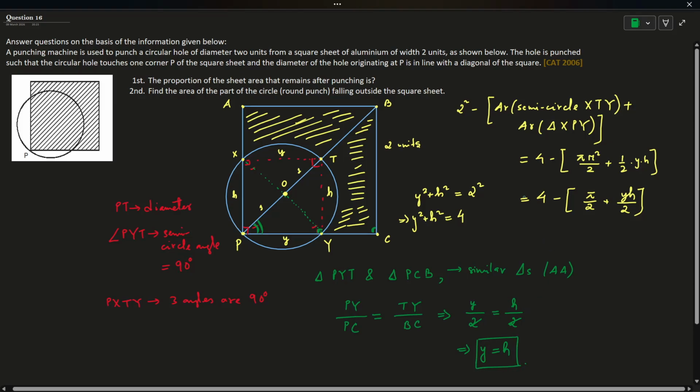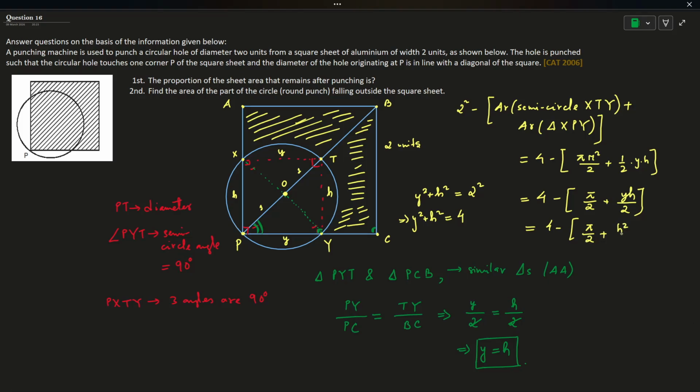Okay. So from here, I can say 4 minus pi by 2 plus y and h are equal, so I can write h square by 2. So from here, y and h are equal, so y square will be h square. So 2h square equal to 4, so h square equal to 2. Substitute y equal to h, you will get h square equal to 2. If h square is equal to 2, h square by 2 will give me 1. So 4 minus 1 is 3 minus pi by 2. This was the important point, guys. From here I will get 3 minus pi by 2 is the leftover area.